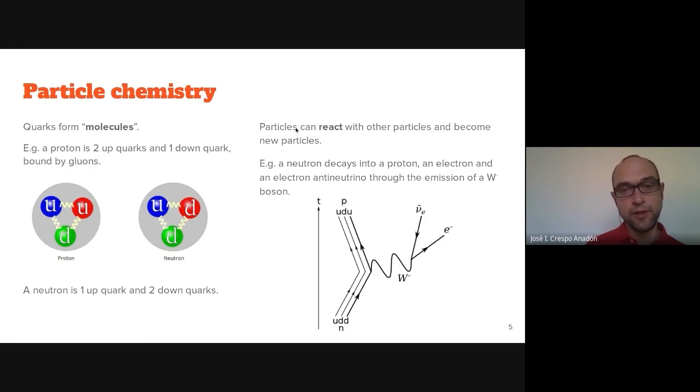Particles can also experience similar things to chemical reactions in which particles can become new particles. For example, neutrons are unstable and they decay into a proton. You can see here in this diagram, in which one of the quarks of the neutron will emit a W boson and decay into a proton, and this W boson itself decays into an electron and an electron antineutrino. So those are like the chemical reactions of the elementary particles.